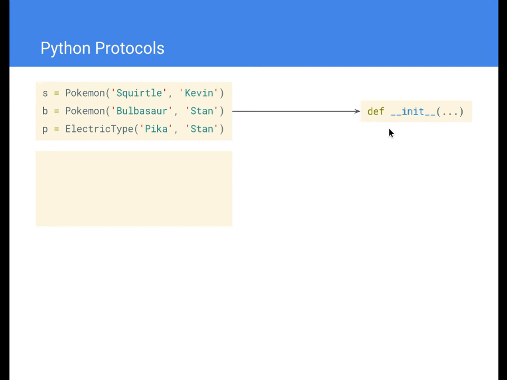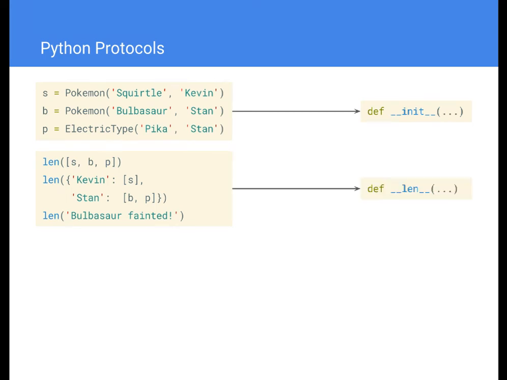And in the same way, we can use the length function on all different types of objects. I can call the length of a list, the length of a dictionary, and the length of a string. And somehow Python knows that all of these have some underlying function called __len__. And we call this idea of having these underlying functions, like __init__ and __len__, interfaces.